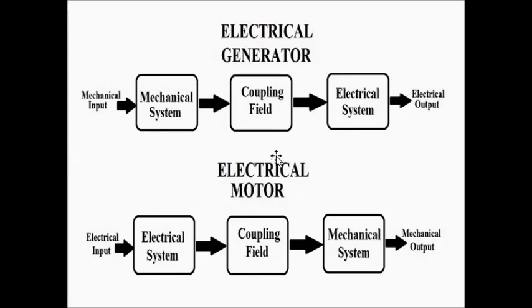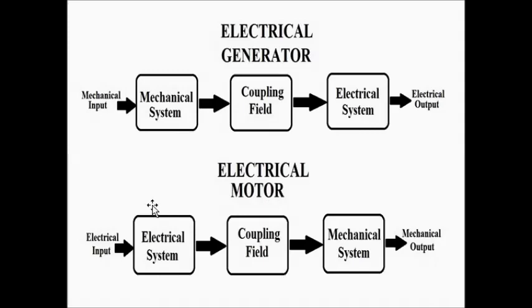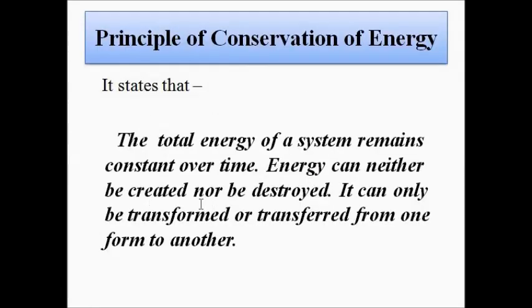Okay, so the net energy will be the same on both sides, the left hand side and the right hand side, but there will be a certain amount of loss in the machine, be it an electrical generator or motor. As per the principle of conservation of energy, the total energy of the system, be it an electrical generator or motor, will remain constant. The total energy, the net energy on both the sides will be the same, but there will be loss.